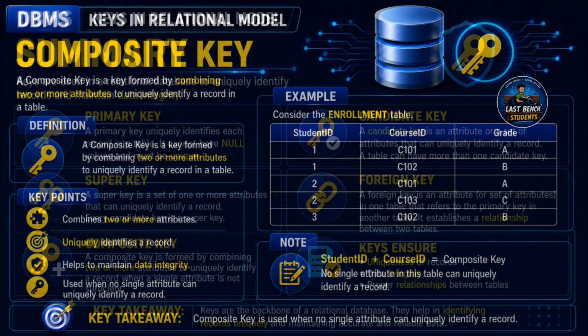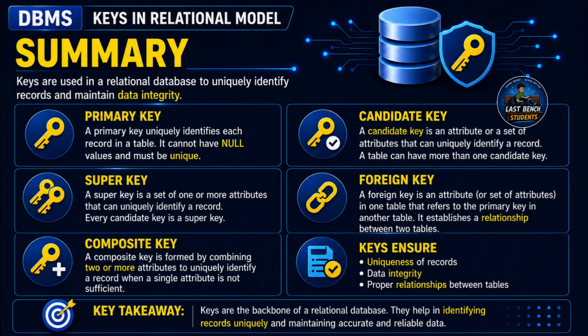Let's summarize what we have learned. We discussed the different types of keys in the relational model, including primary key, candidate key, super key, foreign key, and composite key. These keys help uniquely identify records, maintain data integrity, and establish relationships between tables.